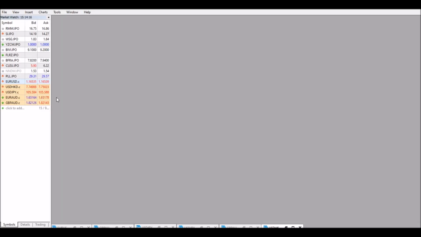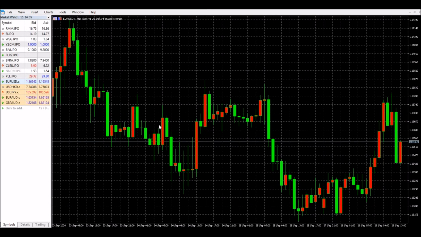All right, so there we have it. We're going to just use a random ticker. Yes, let's just use the Euro USD. I think the Euro USD will do for us. The Euro USD is already open here. As we can see, we have the chart of the Euro USD where we have the bulls in red and then the bears in green. That is how I like my charts to be.